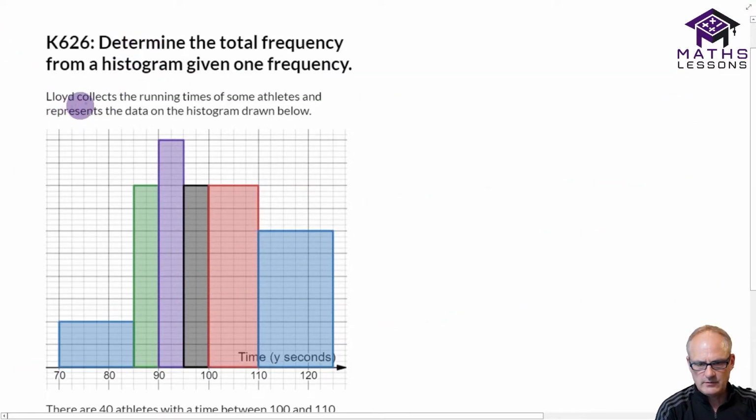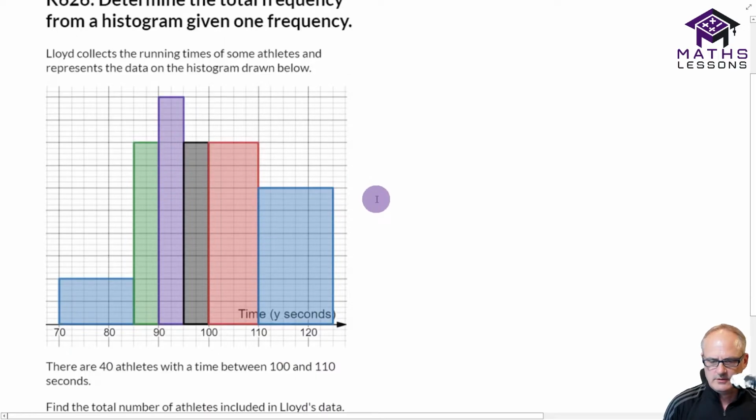Right. So Lloyd collects running times of some athletes and represents the data on the histogram drawn below. And we're told there are 40 athletes with a time between 100 and 110. So this bar is 40 as an area, and we know that its base is 10, so that means this is going to be our height 4. Okay, so we can scale that. So scale that, we get 1, 2, 3, 4, 5.